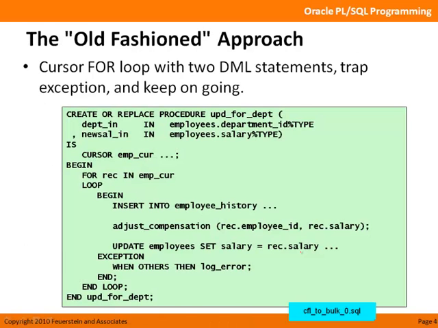So first of all, let's start by talking about what I call the old-fashioned approach. Here's a piece of code that accepts a department ID and a new salary, gets all the employees for the department ID, iterates through them using SQL operations, using the cursor FOR loop, and then within that loop has multiple DML statements. In fact, let's take a look at the code itself.